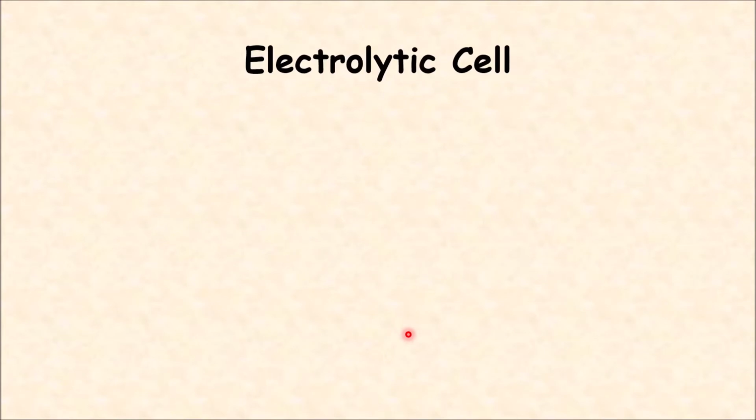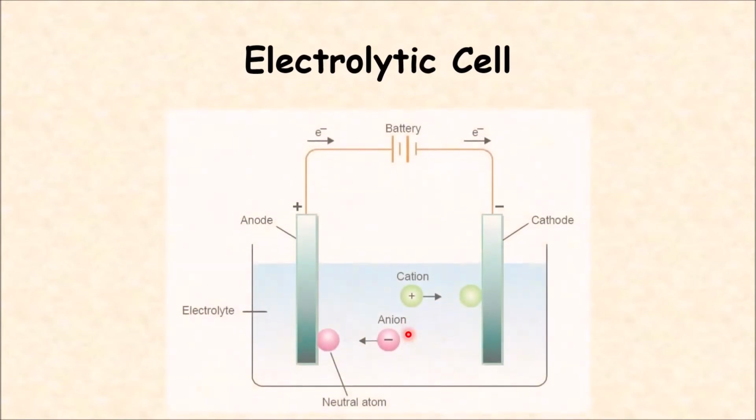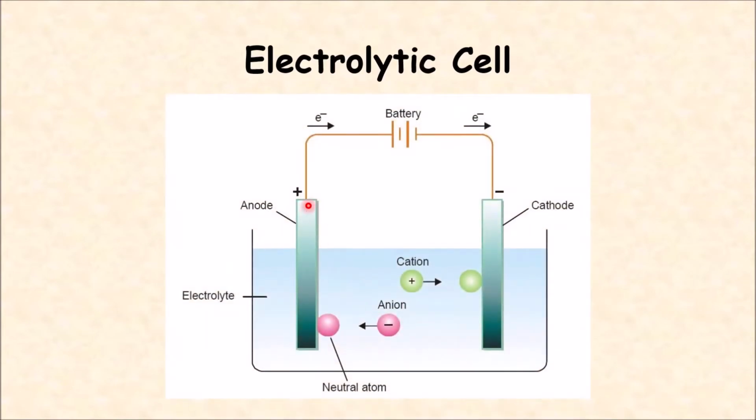The first type is the electrolytic cell. This is the basic diagram of an electrolytic cell. The name itself suggests it: electro and lytic, or lysis. Lysis means breakdown. What happens in an electrolytic cell is there is a reaction which is non-spontaneous, or a reaction which does not occur on its own.